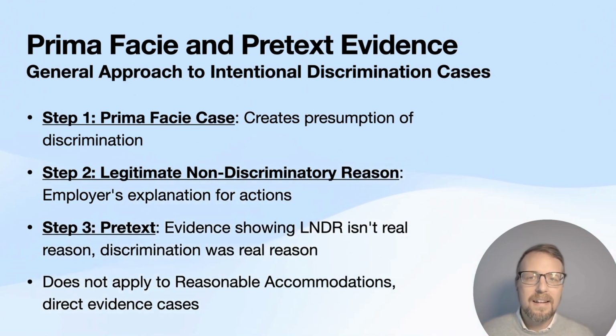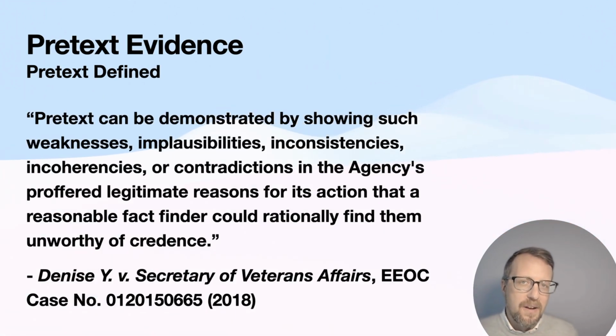But outside of that, the prima facie case and the pretext process is really how you prove a discrimination case based on circumstantial evidence, meaning somebody's not admitting that's their objective, that's their intent to discriminate against somebody using their protected category. Here is how pretext was defined by the EEOC in 2018.